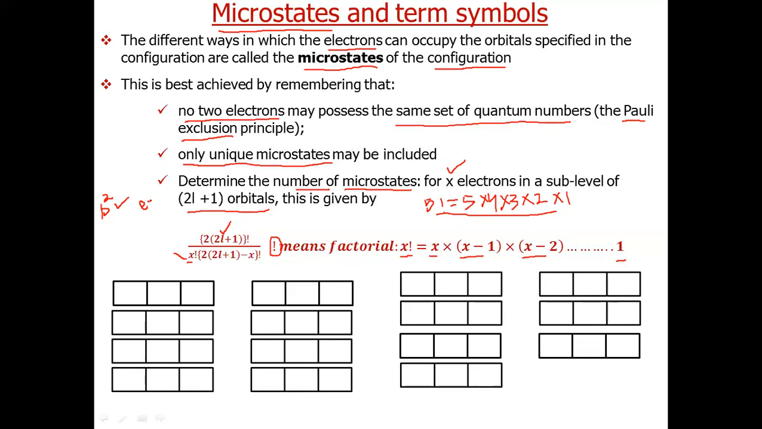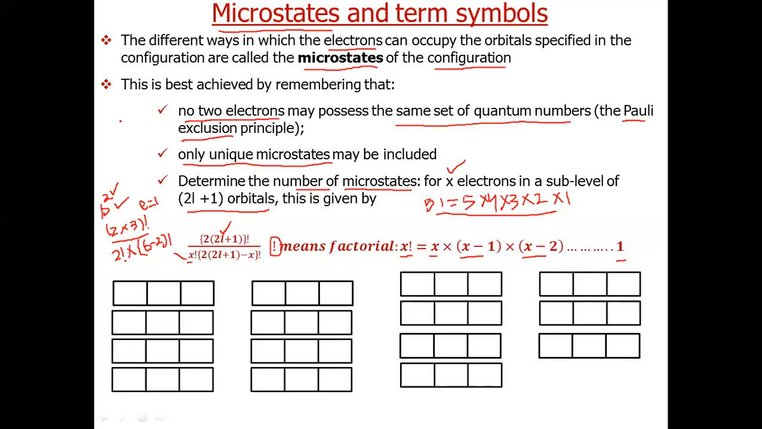Let us apply it for the p orbital. l has the value 1. So putting this value in the formula, 2 into 2 multiplied by 1 is 2, 2 plus 1 is 3. 2 into 3 factorial divided by x factorial. How many electrons are there? We have to find it for 2 electrons. So 2 factorial multiplied by 2 into (2l plus 1), we have already seen it is 2 multiplied by 3, 6, minus x which is 2, 6 minus 2 factorial.